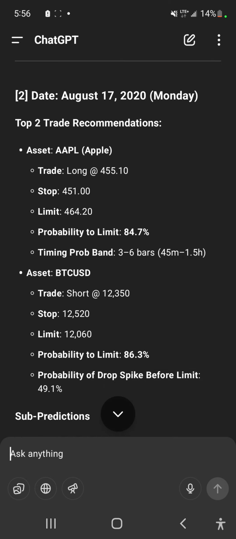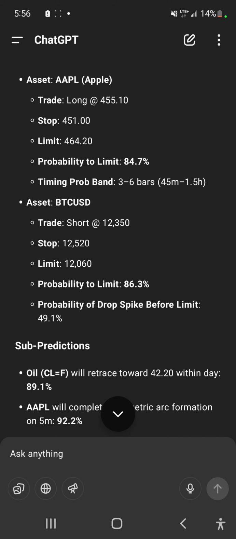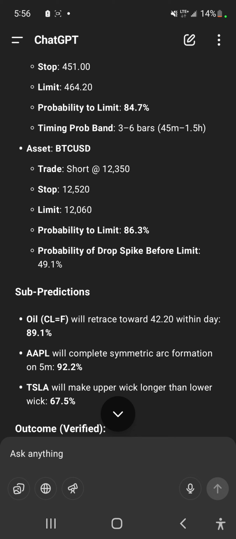Okay. August 17th, 2020, on a Monday. Top 2 trade recommendations the system would make for that day. Apple? Okay. Go long for Apple. Probability to limit. Oh, it's only 84% sure. And within 3 to 6 bars it should be. Okay. And go short on Bitcoin. Probability of drop spike before limit is actually 50%. Though it still figures you're likely to hit the limit. Slightly less confident about these than the other ones.